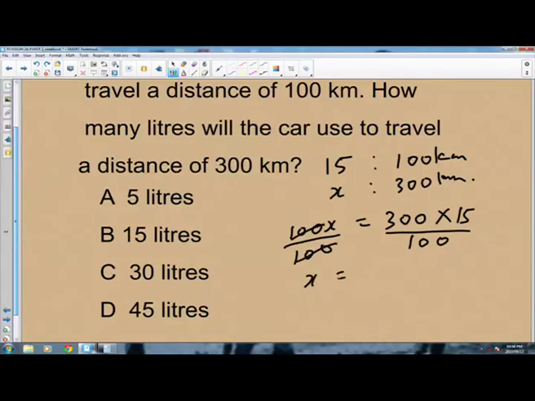So X will be equal to, the 0 cancels this one, the 0 here cancels this. So we have 3 times 15. And then what is 3 times 15? It's 45. So it means we need 45 liters to travel 300 kilometers. A, 5 liters, B, 15 liters, C, 30 liters, and then D is 45 liters. We need to circle D to indicate that we have answered this question. So the correct answer to this question is D, which is 45 liters.